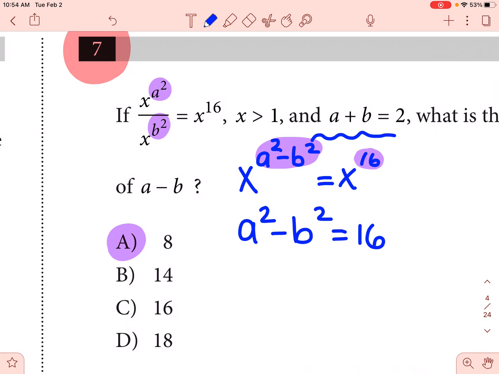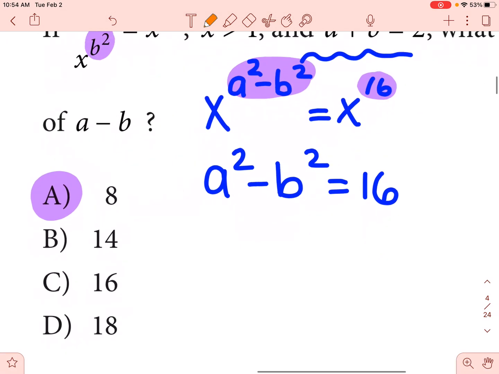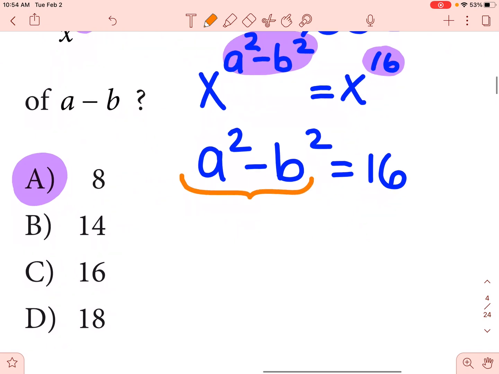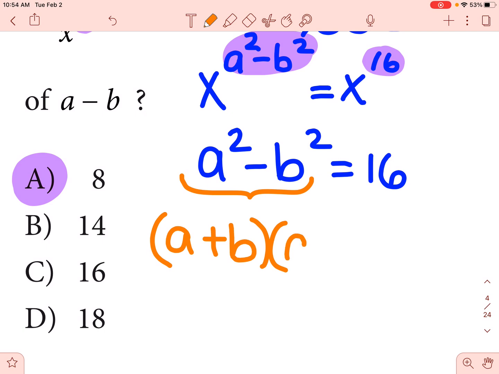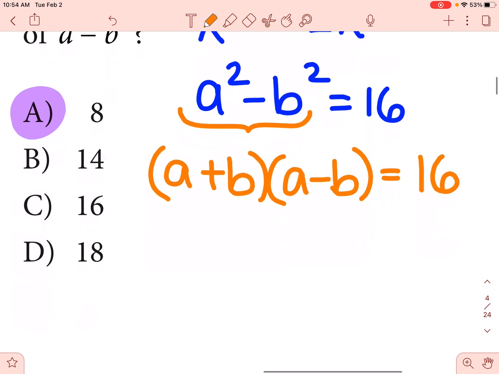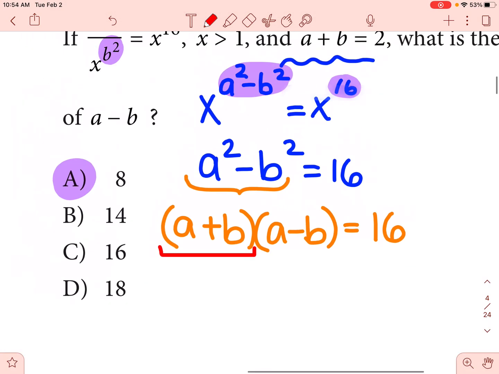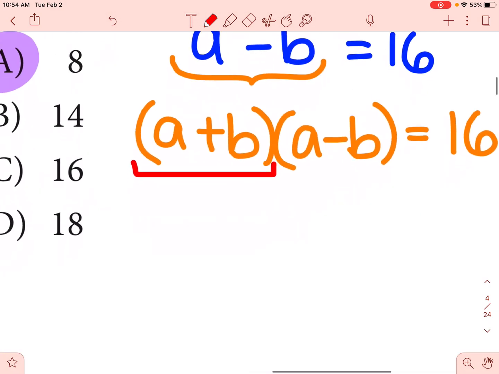I have something with an a plus b, and I'm looking for an a minus b. This a squared minus b squared is the difference of squares, so I can actually factor it to a plus b, a minus b. Now things are starting to look familiar. I'm getting warmer. But I know that a plus b is equivalent to the number 2. So let's replace a plus b with the number 2.